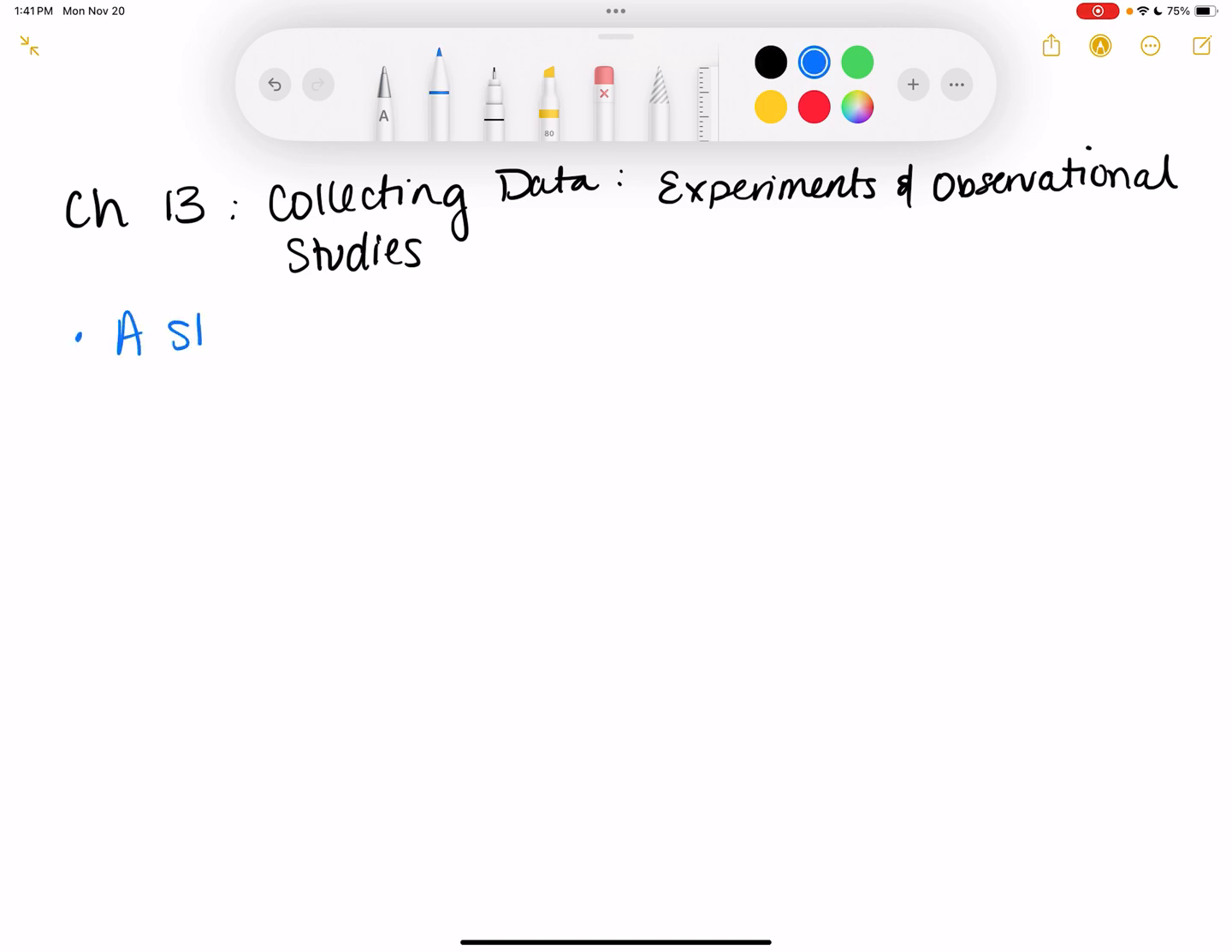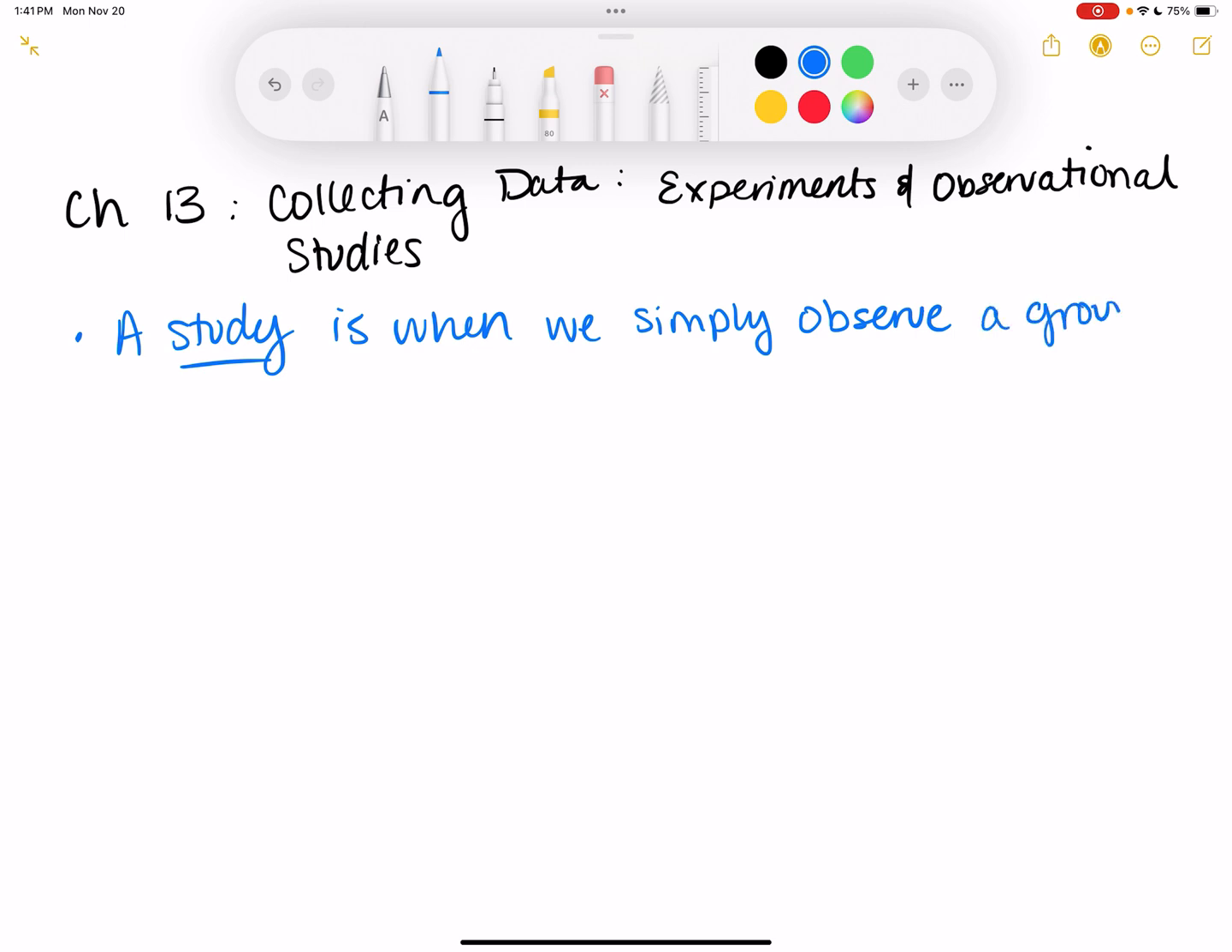An observational study is when we simply observe a group of test subjects and note what happens to them over time.